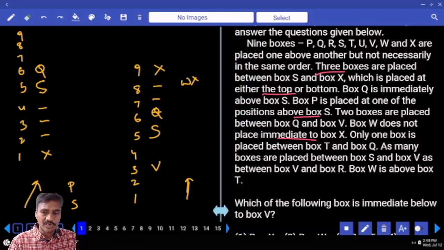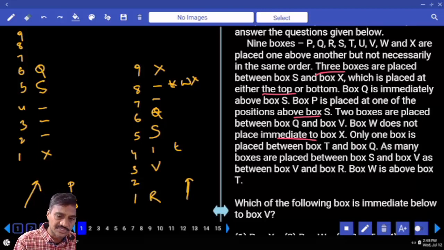Then W is not placed immediate to X, W is not adjacent to X, so W cannot be here. And only one box in between T and Q. Now in between T and Q, there must be exactly one box. S can be here, T can be here. And as many boxes between S and V as V and R. S and V, how many are there? 1. That means V must be in between S and R. R must be at this place. And W is above T. As W is above T, we cannot have T at this place. Hence T is here.